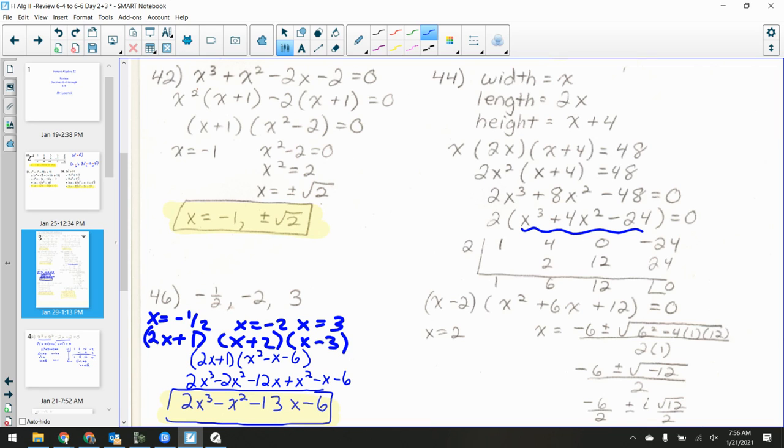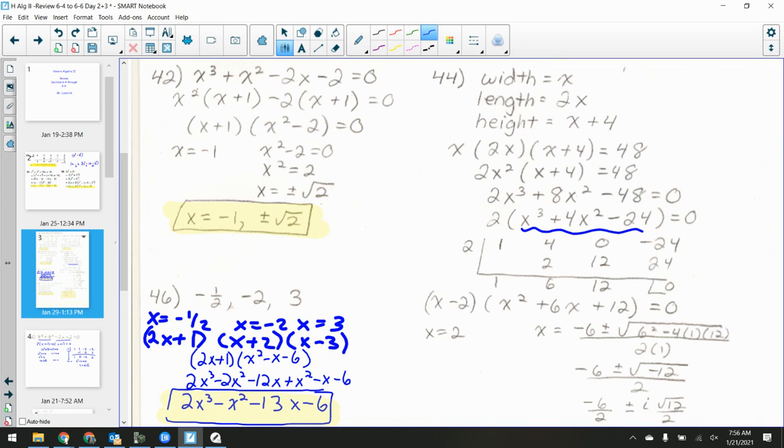Now, ladies and gentlemen, if it doesn't factor, is it going to be a whole number? No. Is it going to be rational? No. It's going to be either irrational or non-real, right?